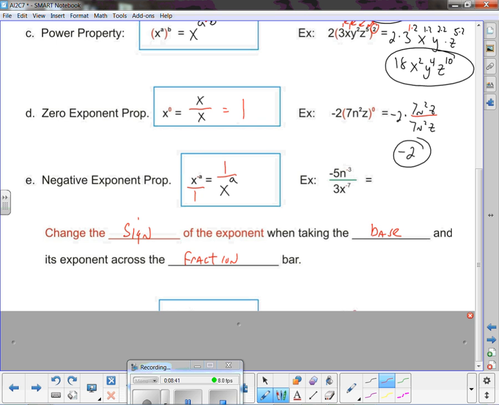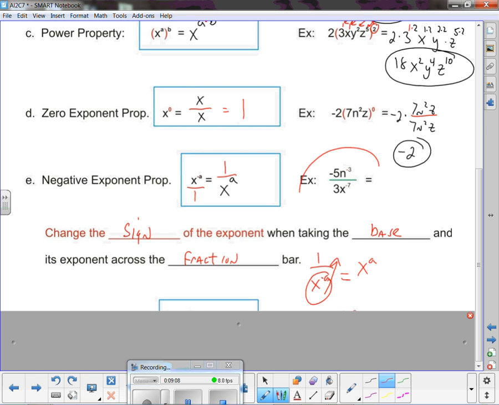So let me also throw this in. If you were to have 1 over x to the negative a, again, we don't want to leave anything with a negative exponent. I can take this across the fraction bar. And therefore I would end up with x to the a. Pretty simplistic.